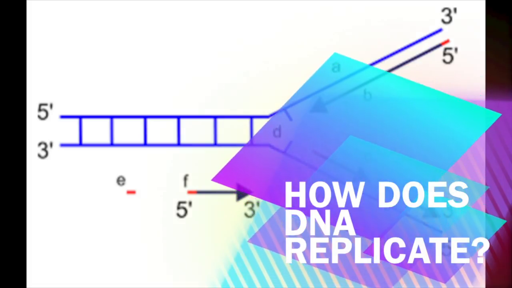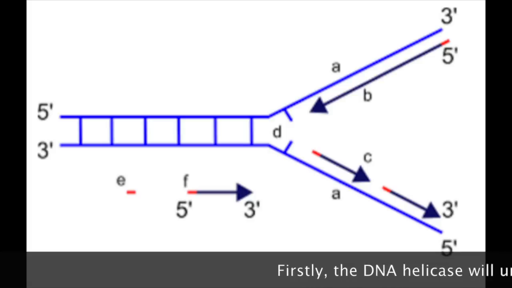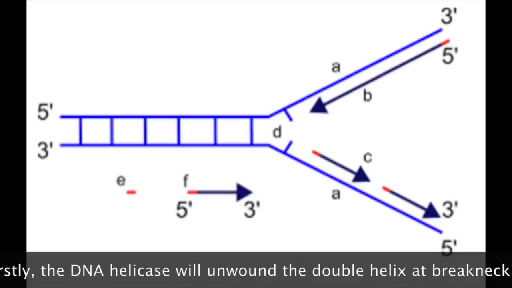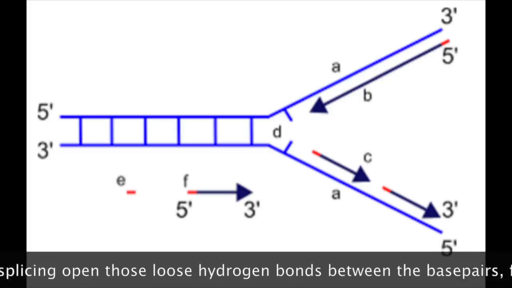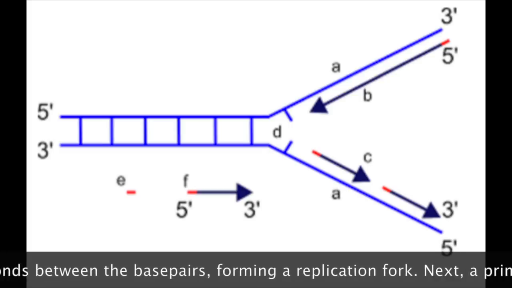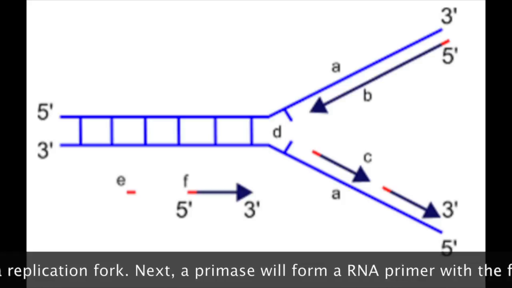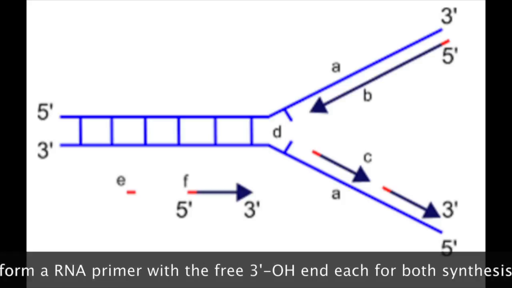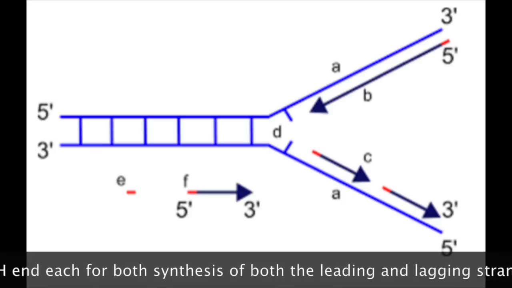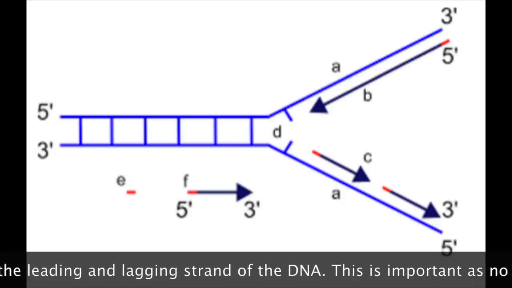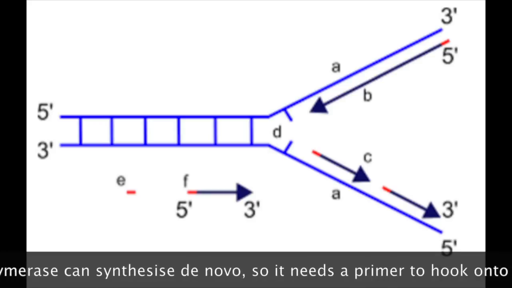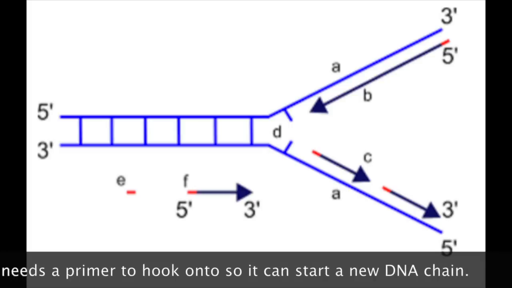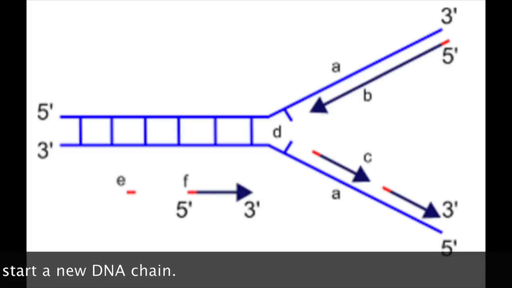How does the DNA replicate? Firstly, the DNA helicase will unwind the double helix at breakneck speeds, slicing open those loose hydrogen bonds between the base pairs and forming the replication fork. Next, a primase will form an RNA primer with the free 3' OH for the synthesis of both the leading and lagging strands of the DNA. This is important because no DNA polymerase can synthesize DNA de novo, so it needs a primer to hook onto so it can start building the new DNA chain.